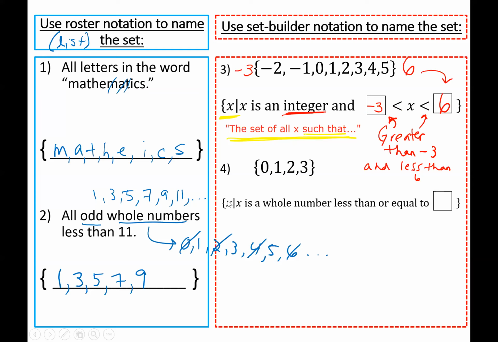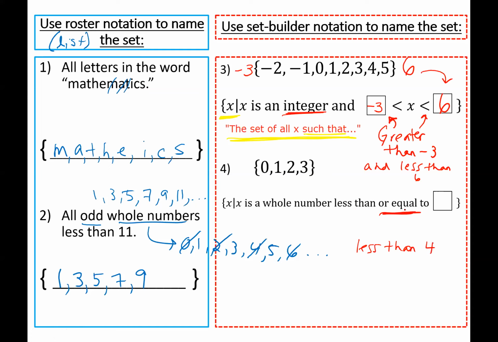Number 4, the set of all x such that x is a whole number, 0, 1, 2, 3, yep, those are whole numbers, less than or equal to. If it just said less than, all these numbers are less than 4.